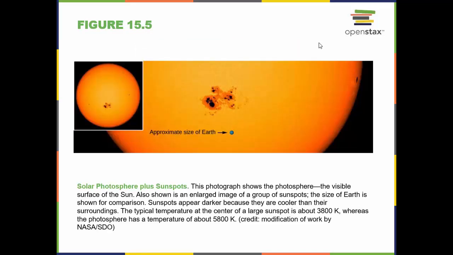If we look at the solar photosphere plus some sunspots, here we see a photograph of the photosphere, which is the visible surface of the Sun. Also shown is a large image of a group of sunspots, and the size of the Earth is shown in comparison. The sunspots appear darker because they are cooler than the surroundings. The typical temperature at the center of a large sunspot is about 3,800 Kelvin, whereas the photosphere surface is about 5,800 Kelvin.